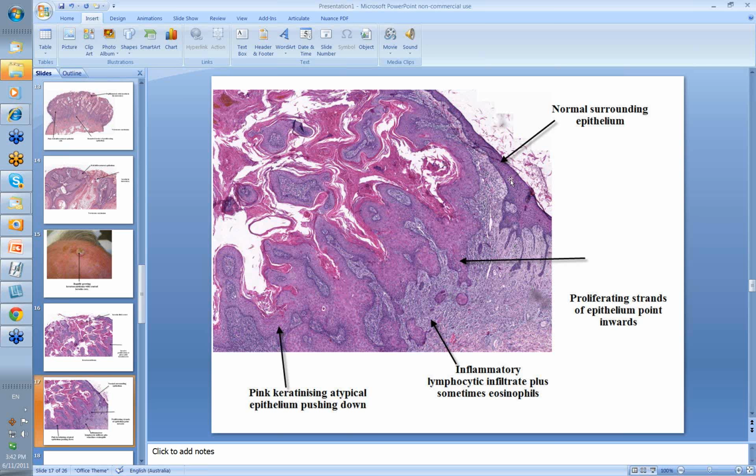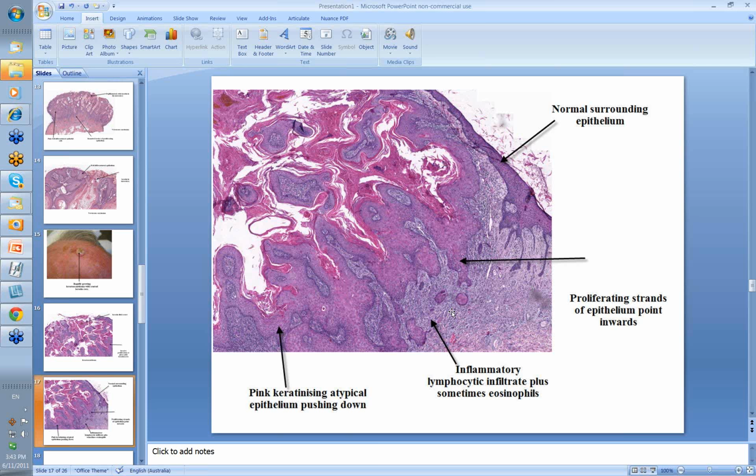The cupping that we spoke about earlier refers to the interaction of the edge of the normal surrounding epithelium with the keratoacanthoma itself. As I've said, you've got minimal nuclear pleomorphism here and few mitoses. You may sometimes get collections of neutrophils, little microabscesses within the lesion. You almost always have some degree of inflammatory infiltrate, mainly lymphocytic, and sometimes also eosinophils at the base of a keratoacanthoma as well.